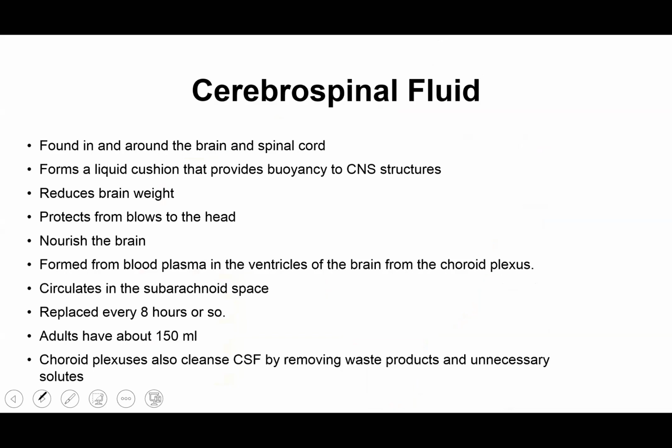So when talking about cerebrospinal fluid, just know that it's found around the brain and the spinal cord, and its purpose is to form a liquid cushion to provide buoyancy to structures in the central nervous system. It helps to decrease the weight of the brain because anytime you put something in liquid, it just makes it lighter, and also protects from blows to the head. So instead of the brain just automatically going up against the skull bone, it gives it sort of like a liquid cushion.